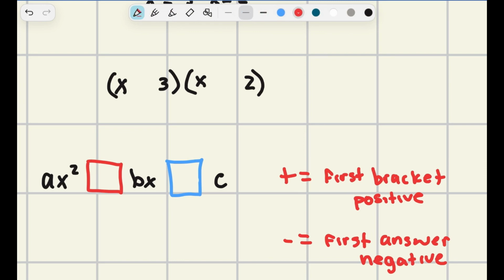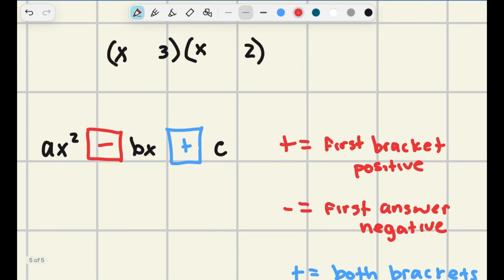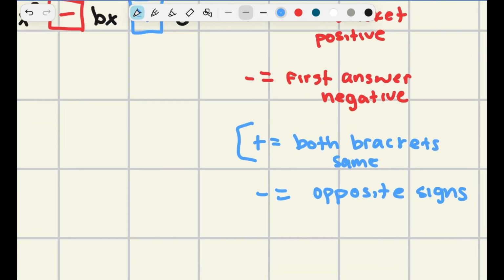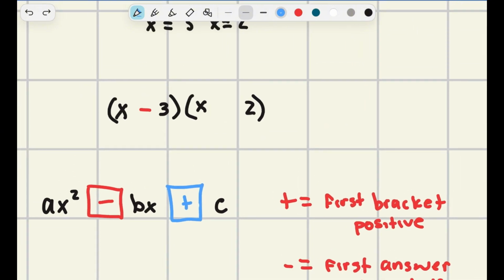Let's say this was negative and this was positive. So our rules say if the first sign is negative, then the first answer will be negative. And if the second sign is positive, then they both have to be the same. So that means that this answer has to be the same as this one.